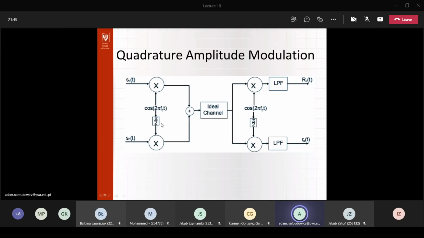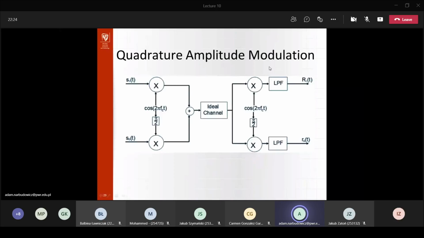On one side, it is shifted by 90 degrees, or by half of pi, and this is basically what turns our cosine into a sine. Each of those mixers multiplies the signal independently, in one case the baseband SI, in the other SQ, and then the two signals are merged. They go through the channel, and then the reverse operation. And the nice thing is that we don't just split the signal into two branches without any filtering or whatsoever.